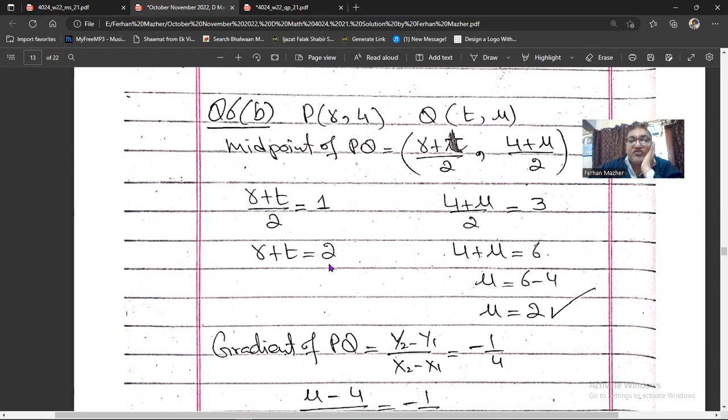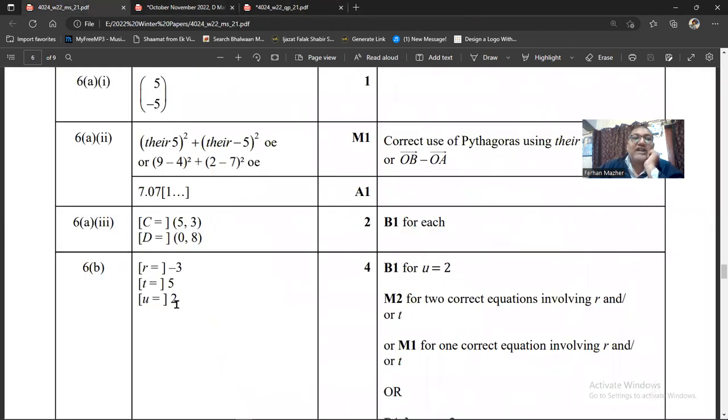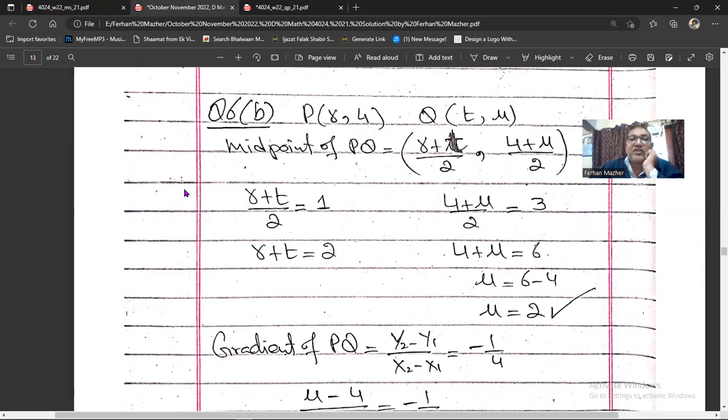So (R plus T) by 2 equals 1, so R plus T equals 2. And (4 plus U) by 2 equals 3. So 4 plus U equals 6, and U equals 6 minus 4, so U equals 2. So I got the value of U, that is 2. So our answer is right.